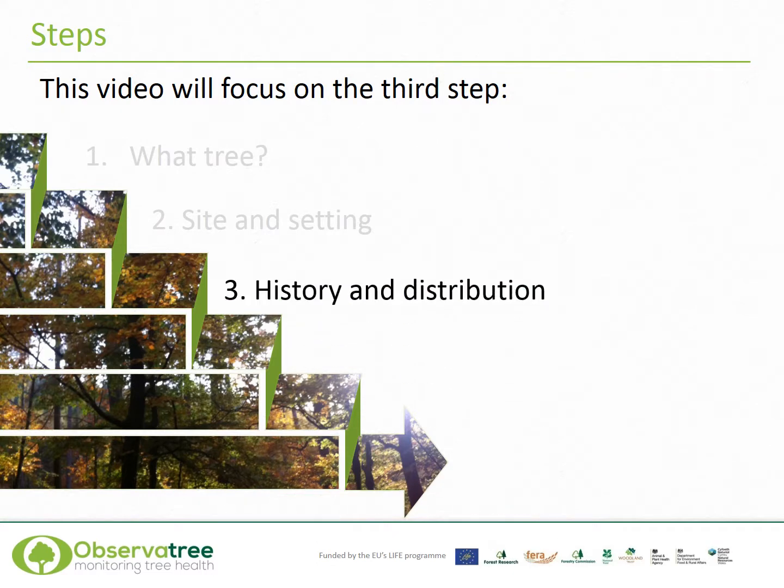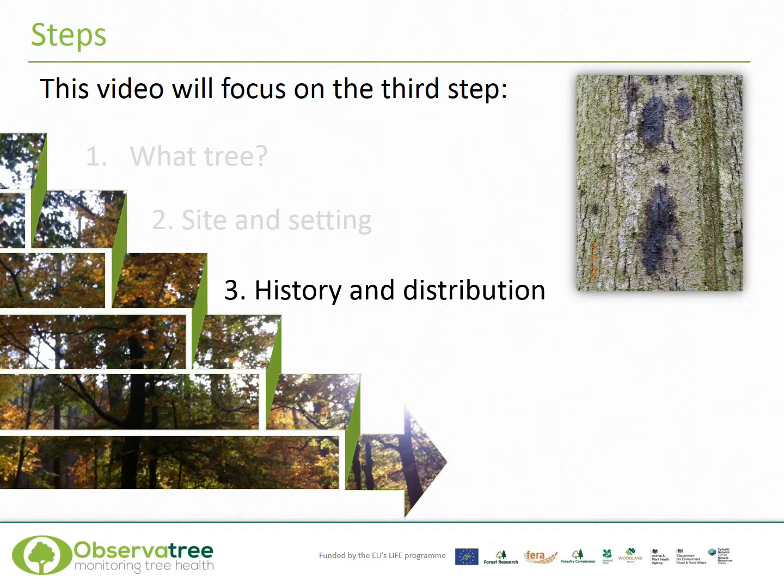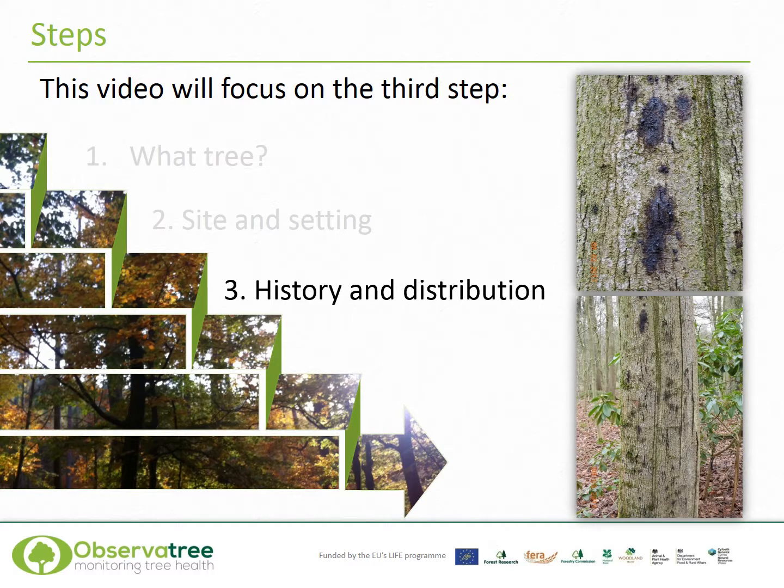Information about the history and distribution of the damage you have observed can give important clues as to the cause of a tree's poor condition. Understanding when damage started and how it spread is very useful for not only diagnosing a problem, but also working out if it should be reported.